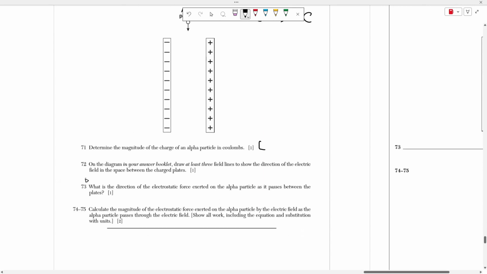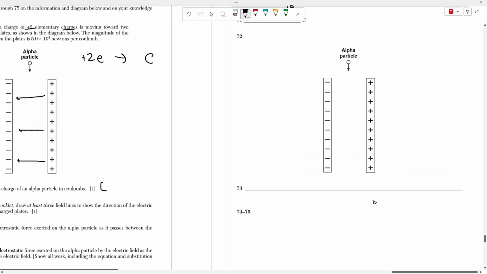Right? Number 72 says, on the diagram in your answer booklet, draw at least 3 field lines to show the direction of the electric field between the charged plates. Right? So a field line is just the direction in which a field goes. And you know that in an electric field, it's going from positive to negative. So as long as you draw 3 lines between the positive and the negative plate, you'll get full credit for this, right? Because between the 2 plates, the field is just straight. It's a straight line from the plus end to the minus end, right?